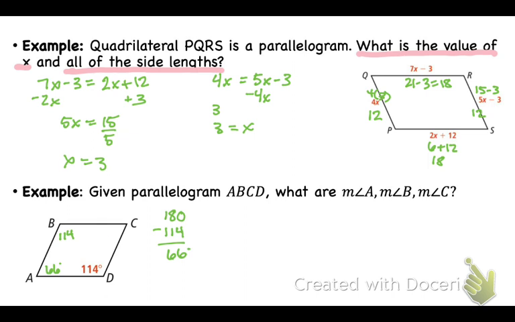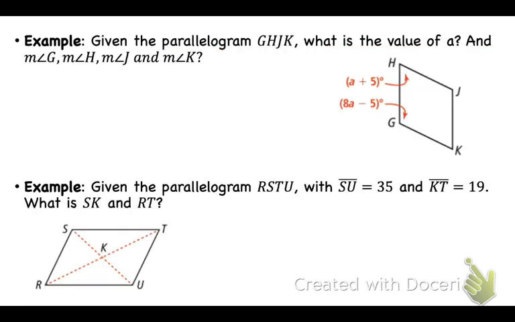And C is 66 because A and C are congruent. So we could have found C first, right? Yeah. Okay. Questions? No. We've done all the stuff, right? Yeah. Just different ways. Now what?